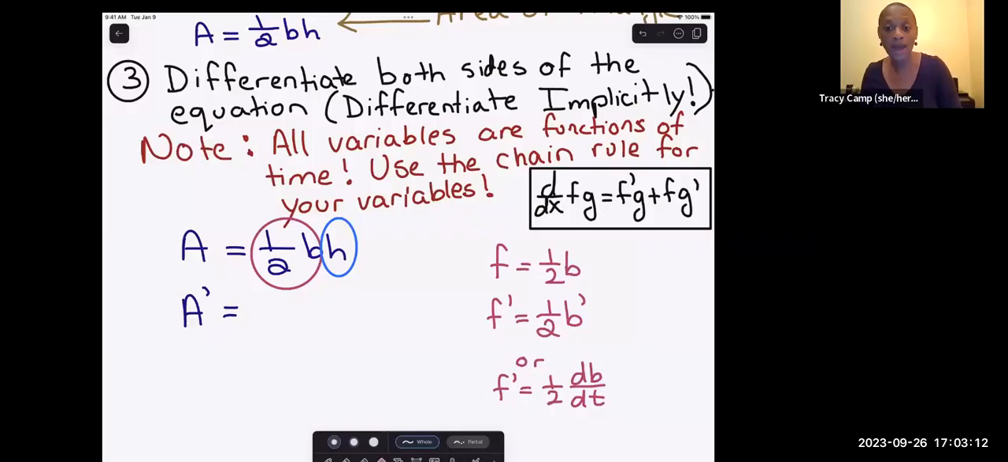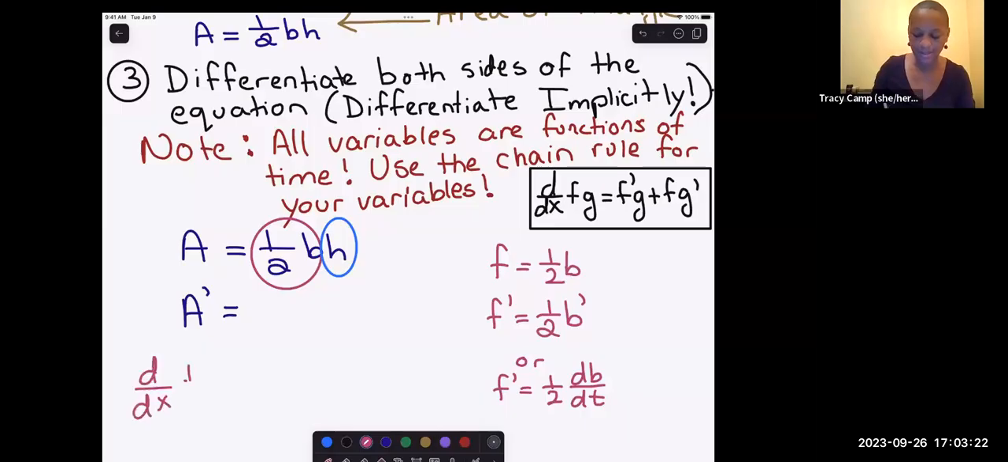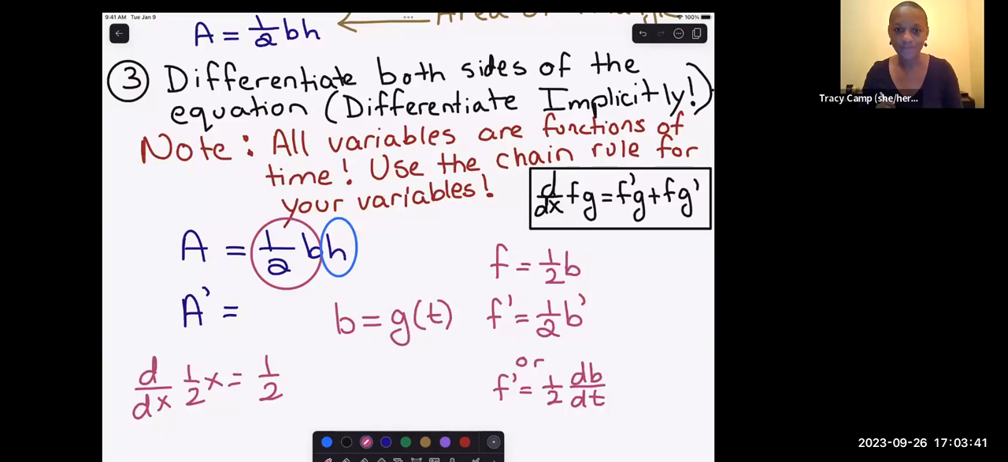Just make sure that you do have that B prime. If I were finding the derivative of 1/2 x, I would just say this is 1/2, right? Constant times x, my derivative is just a constant. In this case, I can't do that because B is some function of time. And so it's like B is its own y. Just like with implicit differentiation, anytime we differentiate something involving y, we multiply by y prime. Same thing with this here.